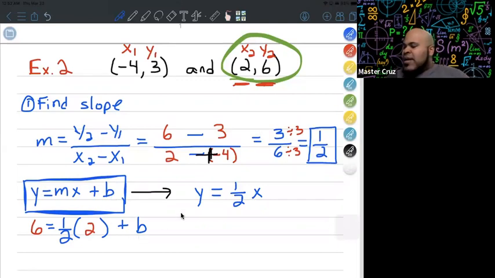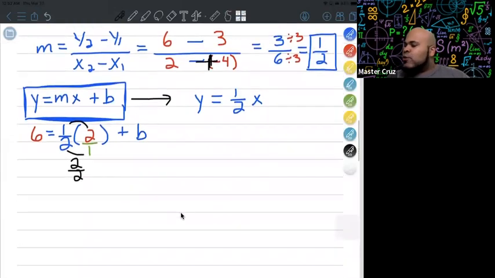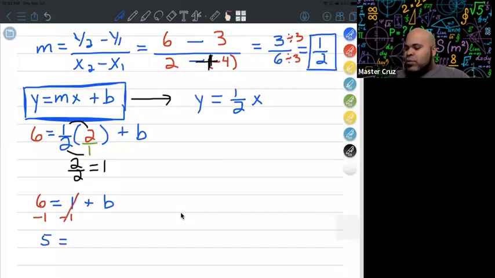When I multiply 1/2 times 2, this is the same thing as me putting the 2 over 1. And if I do top times top over bottom times bottom, that's going to give me 2 over 2. And 2 over 2 will simplify to 1. So I bring down the 6, and 6 equals 1 plus b. Okay, 1 plus b. B is not by itself because it's being added by 1, so we got to subtract 1 from both sides. And this was going to give me 5 equals b.